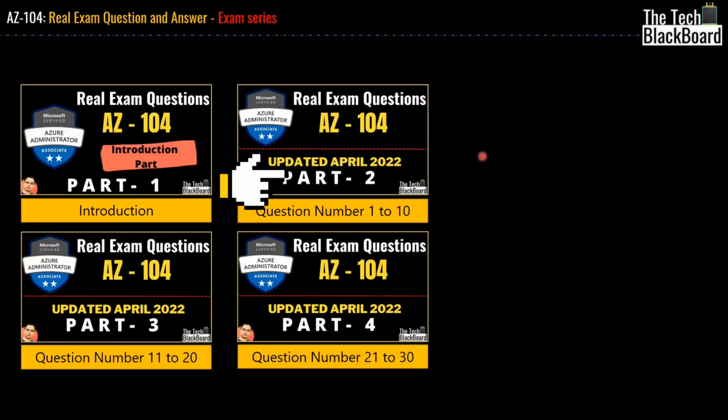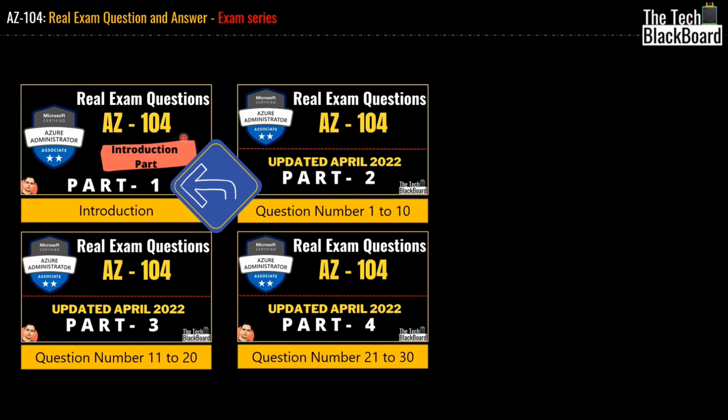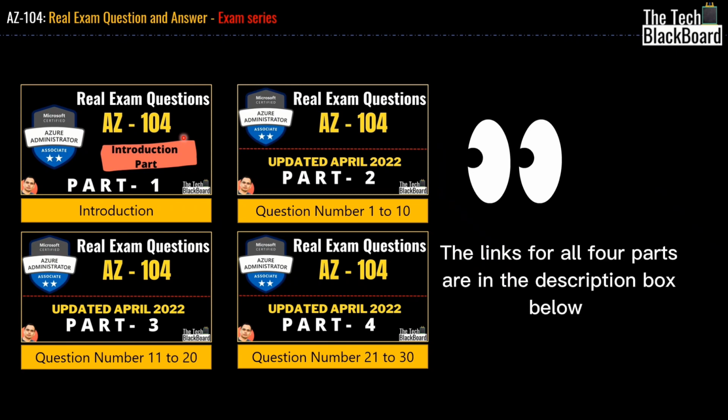Earlier in this series, we have already covered 30 very important questions with their answers. These 30 questions were covered in part 2, part 3 and part 4, with each part containing 10 questions. In addition to this, in part 1 we covered some very important topics around AZ-104 which you must know before attempting the AZ-104 exam certification. So if you have missed watching any of these parts, then do check them out so that you don't miss any important questions or concepts on AZ-104. The links for all the earlier parts are available in the description box.